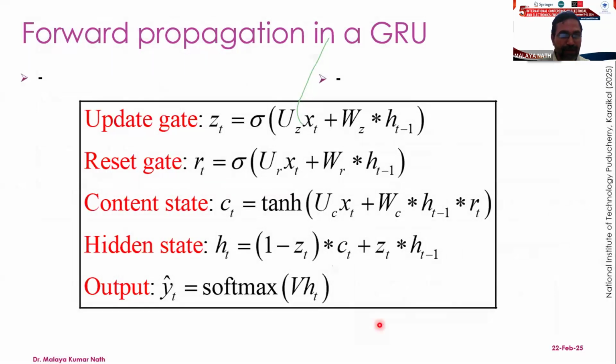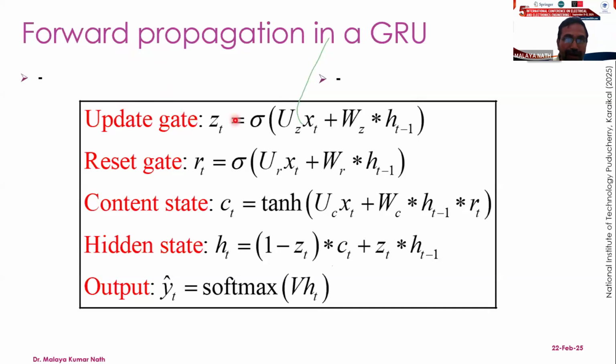Just look at these expressions. In case of GRU, we have a lesser number of equations. It makes the network faster compared to the LSTM. If you look into the LSTM network, we have multiple equations and multiple iterations present. In a GRU, there is an update gate, a reset gate, a content state, as well as the hidden state, which leads to the output.